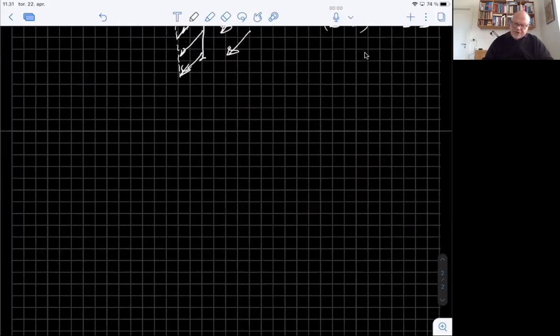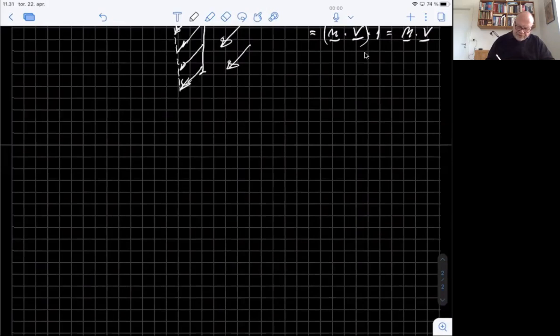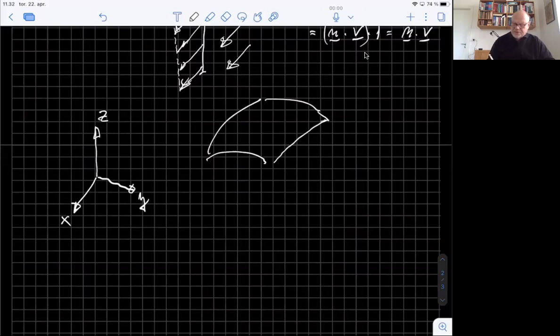Now let's look at a more general situation. We have in 3 space x, y, z a surface, say like this. So this is the surface, and you have a point P, and you have a normal vector to the surface, and you have, say, a vector field V.